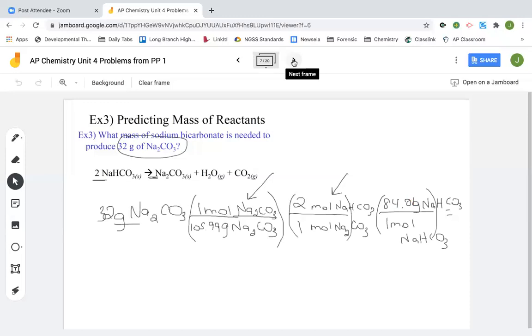Now that's our equation. When we solve this equation, we get 51 grams of sodium bicarbonate. And there we went from grams of one of the products to grams of the reactant.